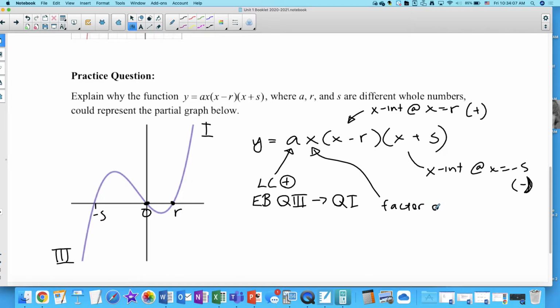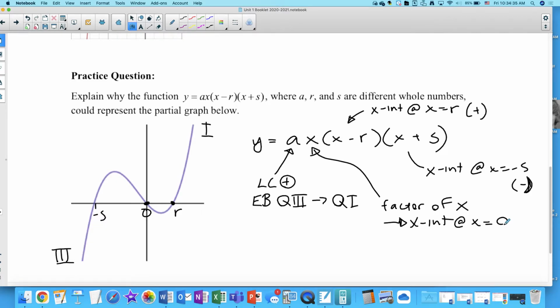Because if this factor is 0, I would add a number times 0 minus r times 0 plus s. If I'm multiplying one of the things as 0, that's still 0. So anytime you just have a factor of the variable itself, that will result in an x-intercept of 0. Okay? All right.